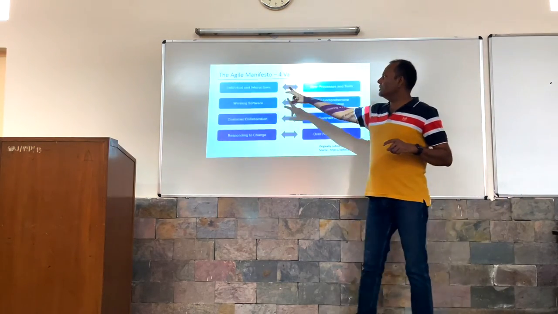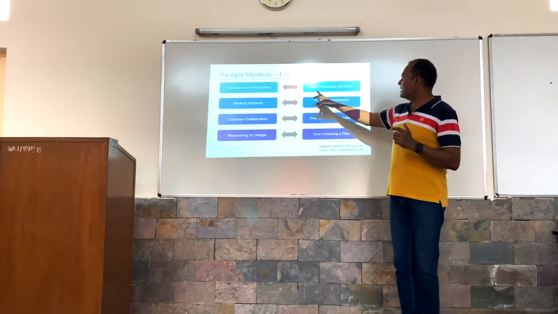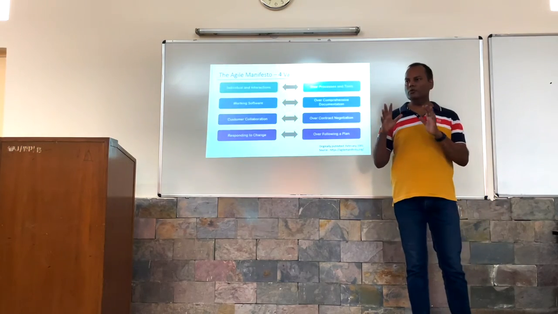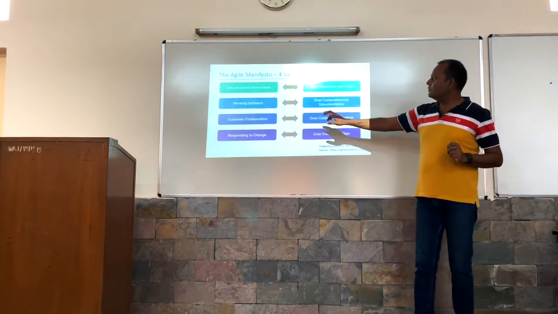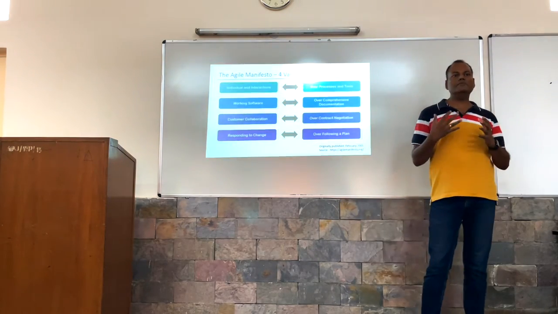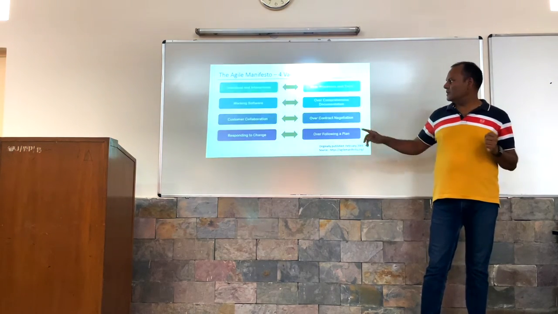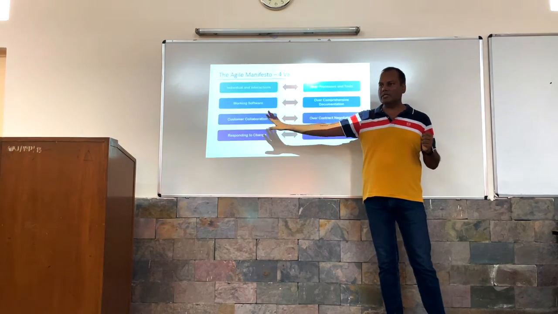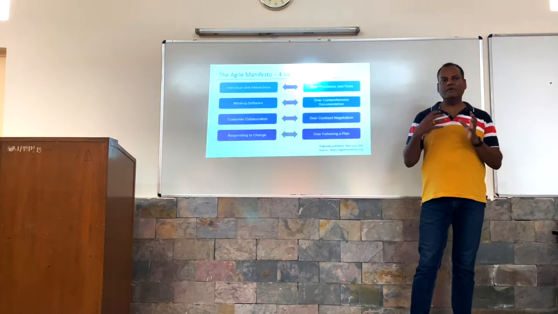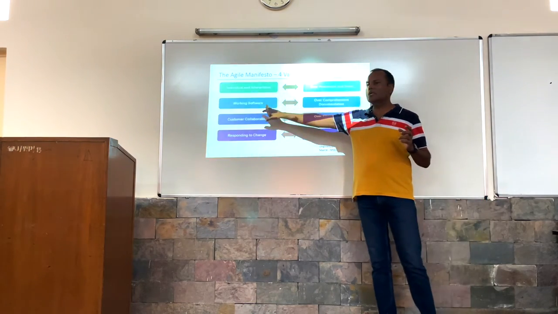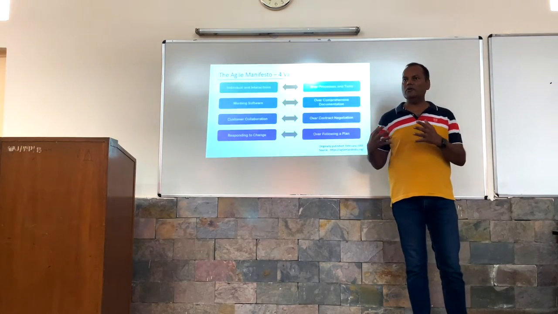Here they focus more on individuals and interaction, like communication between people, and focus on individual people rather than processes and tools. Whatever is mentioned in the process, they don't focus much on this part. Second value is working software is the primary measure of success. It's not comprehensive documentation. It doesn't matter how much documentation you have, if you don't have working software, you have no progress. So that's why every 15 days or every 1 month we have working software in place, so we can measure the progress.